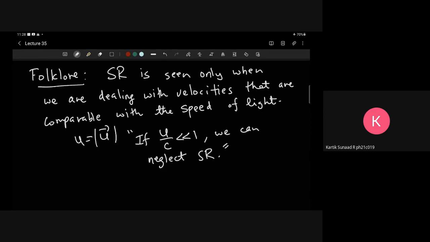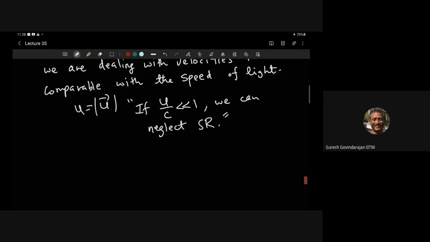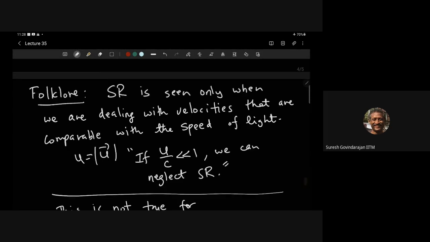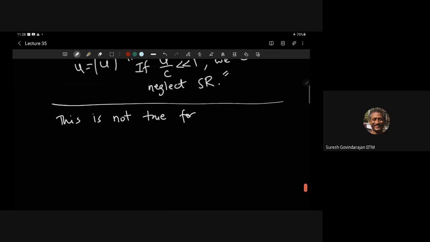Sir, could we say magnetism occurs even at low velocity? Exactly. So this is the point, but we'll quantify this. The point is, this is not true for EM. And we will derive this. We will see.